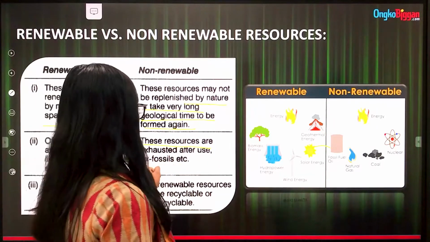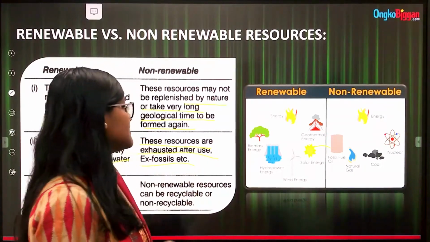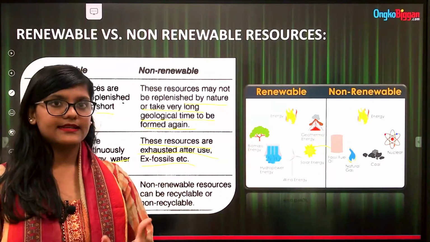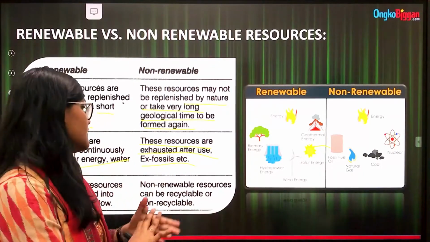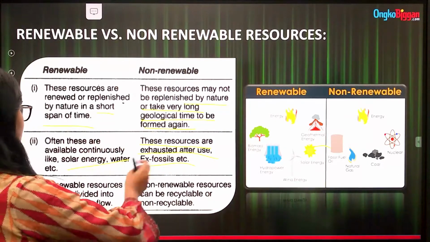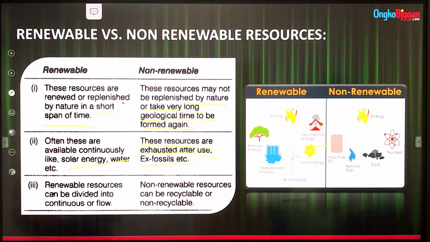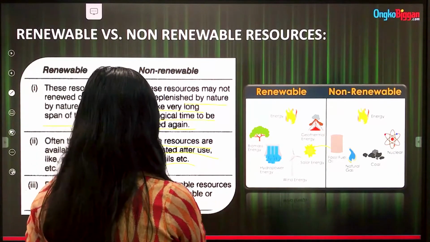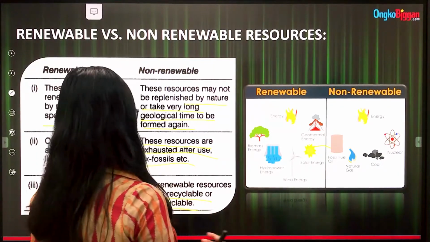These resources are exhausted after use. That means once we have consumed enough fossils, we can't immediately get another amount of fossil. So this is non-renewable. Renewable resources can be divided into continuous or flow. Non-renewable resources can be recyclable or non-recyclable.